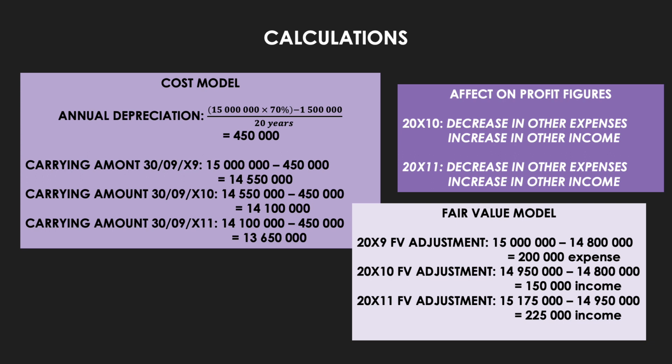We then need to work out what the carrying amount of this investment property is at the end of the current financial year, which is the year ended 30 September 2011. So I take the carrying amount from the end of last year of 14,100,000 Rand and I deduct the annual depreciation of 450,000 Rand. That then gives me a carrying amount of 13,650,000 Rand.